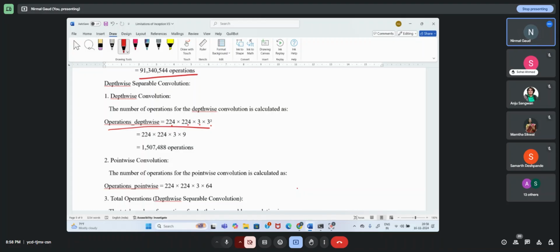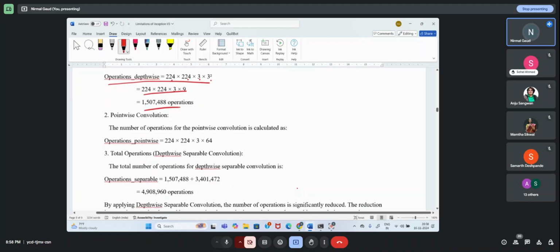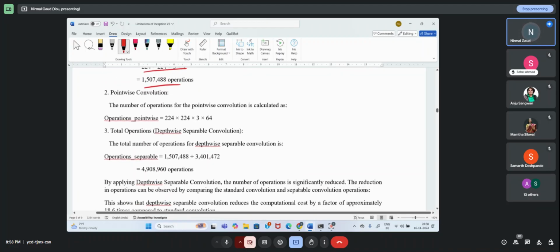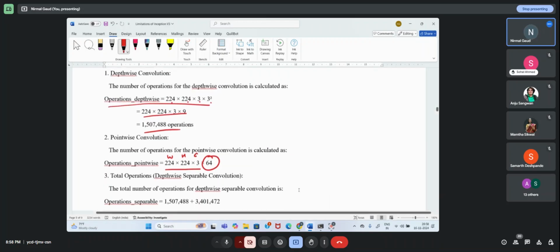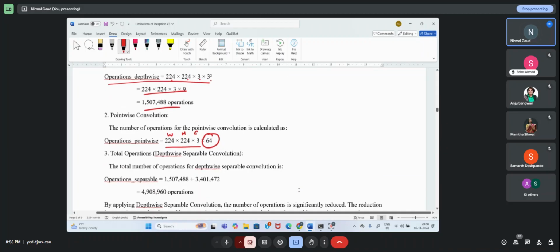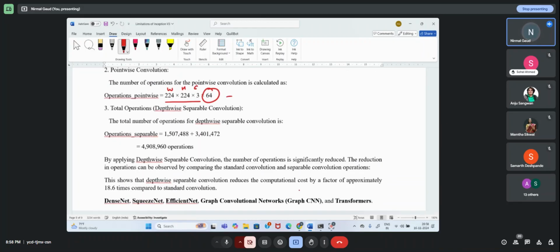Okay, into 3 square. This much number of operations will be done. And after that, you are going to perform pointwise operation. In pointwise, this is your image, width, height, and channel, that means RGB, and output is 64. So multiply with 64. That's it. So it will give you another number, whatever the number is. And if you total, these are the total number of operations which you need to perform.